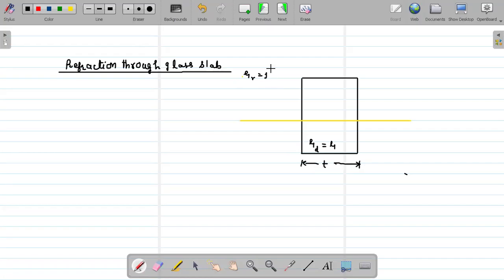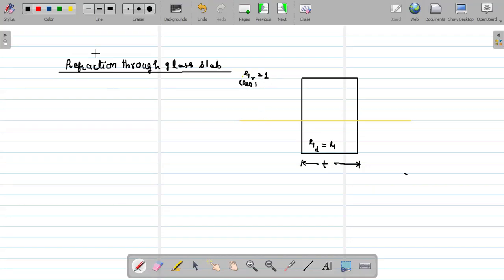Now this outer medium is air. So let's say this is our rarer medium, and the refractive index of the rarer medium is 1. I am taking the rarer medium as air and the denser medium as glass. Let's say the refractive index of glass is mu. So this glass is my denser medium and the rarer medium is air.